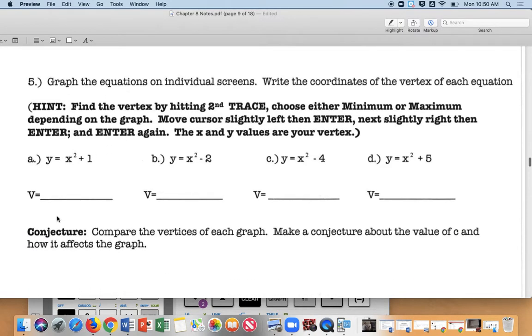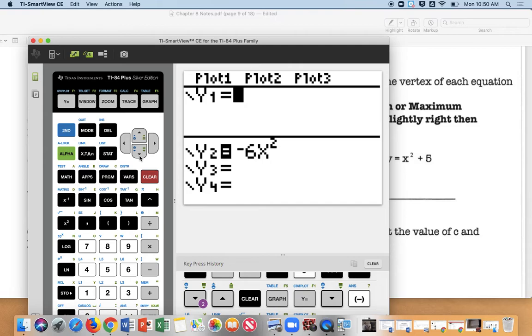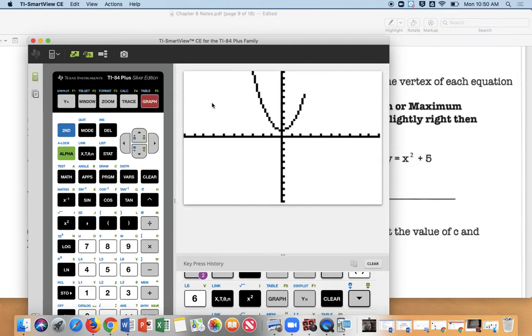So let's do y equals x squared plus 1. Remember, the vertex is going to be the bottom or the top of my U. So x squared plus 1. Okay. So I'm going to graph this. Here we go. So this is the bottom of my U.